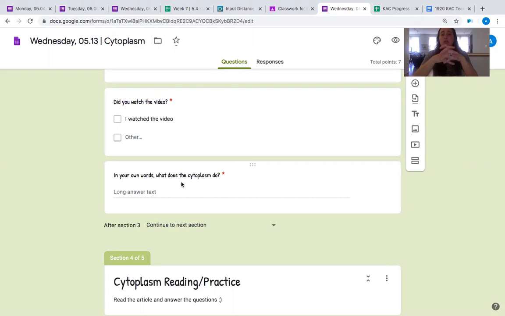Now, what it also does is it transports molecules, right? So when the RNA has to travel from the nucleus, it travels through the cytoplasm. So the cytoplasm gel helps it get to where it needs to go. So a couple main things there.